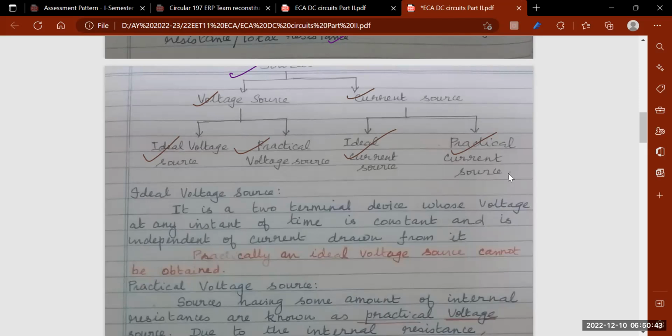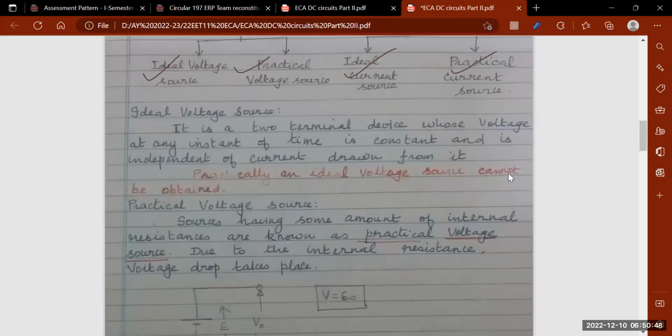Okay. So what is an ideal voltage source? This is the definition: an ideal voltage source is a two-terminal device whose voltage at any instant of time is constant and independent of the current drawn from it. So whatever the current supplied by the battery, or whatever the load connected to the battery, the voltage across the battery terminal is constant. Okay.